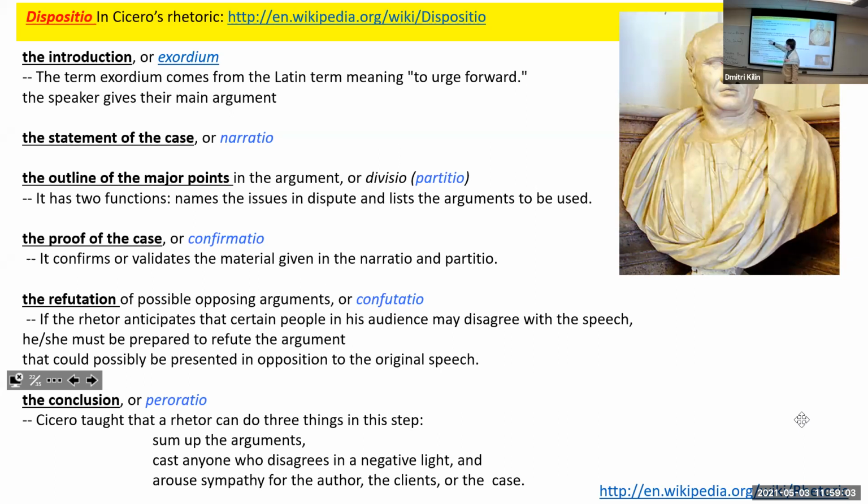So the fourth one, John, please help. Confirmatio. Okay, yeah, thank you. So it sounds like English confirm. So you are providing proof.